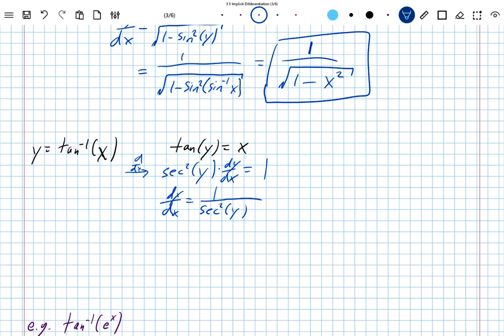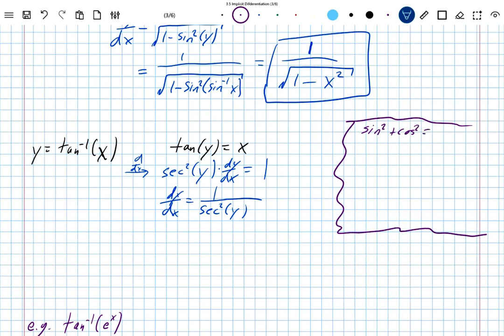All right, I've got some secant squared of y, but my y is secretly a tangent inverse. I need some kind of a relationship between tangents and secants. If only we knew some kind of relationship between tangents and secants. Maybe that looks similar to my sine squared over cosine squared. Oh yeah, we had something. It happens if I divide everything by cosine squared.